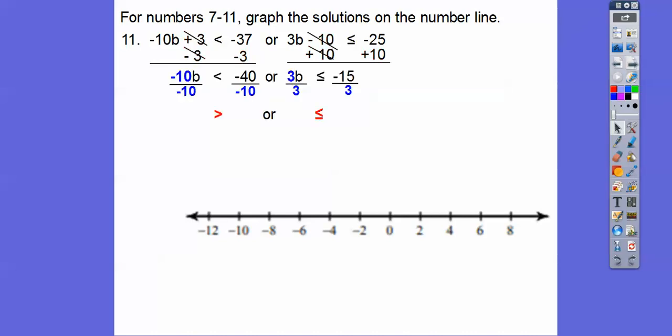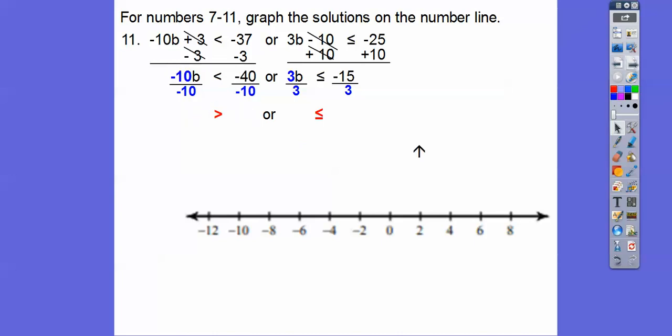Now remember, when we divide by a negative, this is where it gets a little tricky right here. I divided by the negative 10, and it flipped that inequality. Okay, this one we divided by positive 3, so the inequality stayed in that direction. All right, so here I'm going to cancel these, and negative divided by negative is a positive 4.